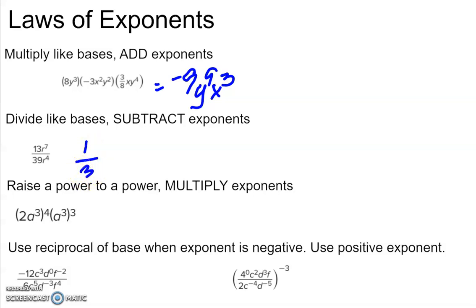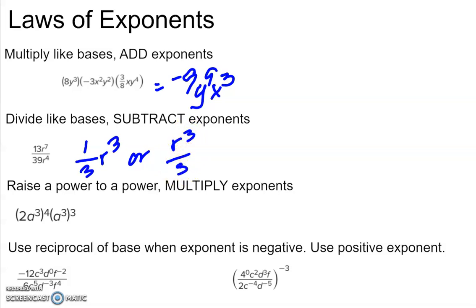Now when I have like bases and I'm dividing, I subtract the exponents. So 7 minus 4 is 3. So that would be r to the 3rd. So I can either have my answer written as 1/3 r to the 3rd, or I can write it as one fraction where my numerator would be r to the 3rd divided by 3.